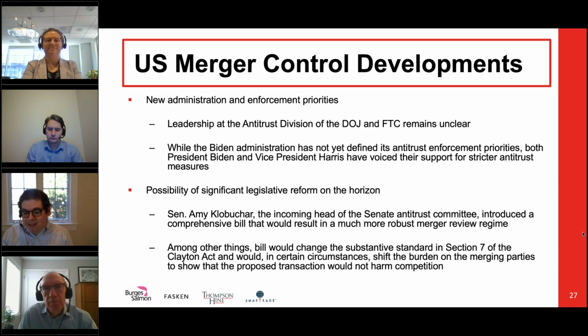Now, one thing I'll say is that this proposal by Senator Klobuchar comes on the heels of a report from the Democratic House Subcommittee recommending sweeping changes to the antitrust law. So there's momentum here for some big legislative changes. If we could move to the next slide.